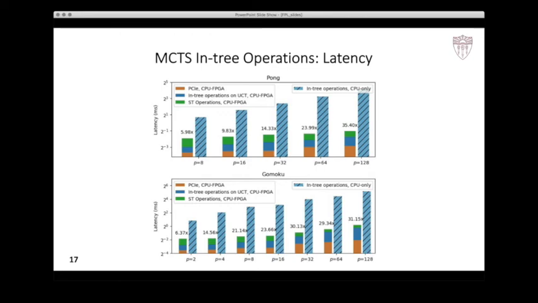This figure shows the total latency of in-tree operations in one MCTS iteration for various numbers of workers. For the measurements on our CPU-FPGA system, which are the left columns, apart from the FPGA kernel latency, we also include both the total PCIe transfer time and the additional ST operations executed on the CPU for expansion. We see that for both benchmarks, the FPGA kernel performing in-tree operations on the UCT always has lower latency than the CPU, and neither the ST operations nor the PCIe communication becomes a new system bottleneck. We also show that the FPGA speedups for in-tree operations scale well with respect to both fan-out and the number of workers.